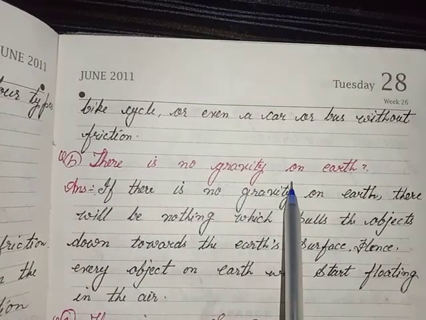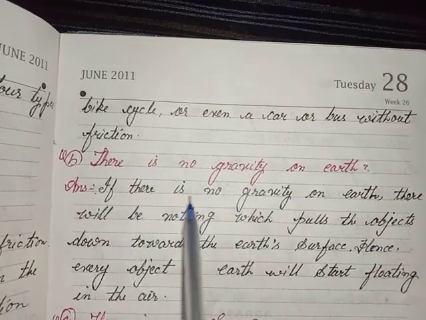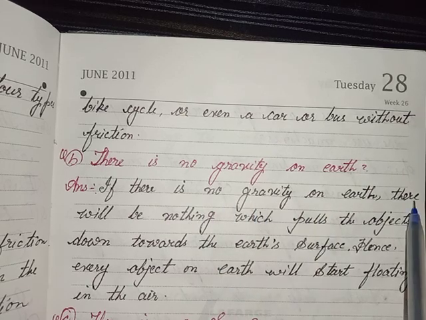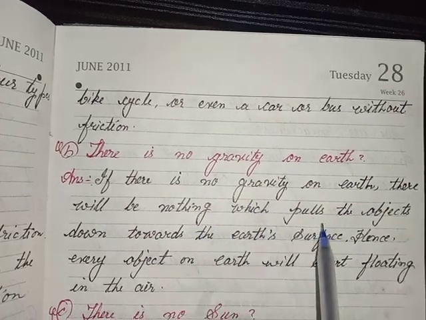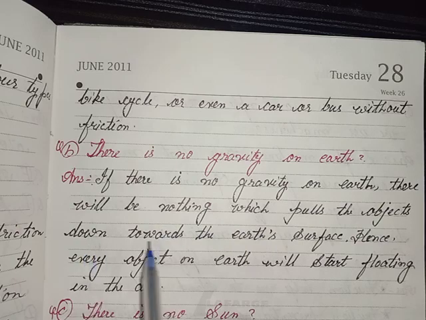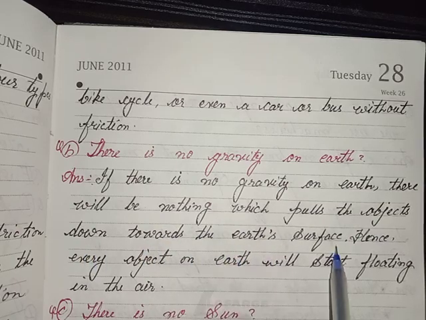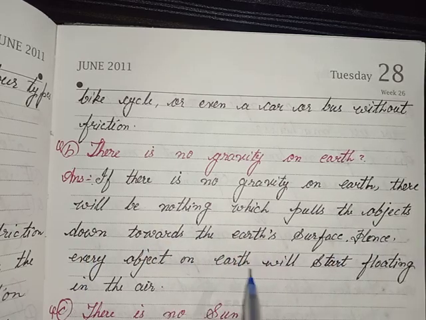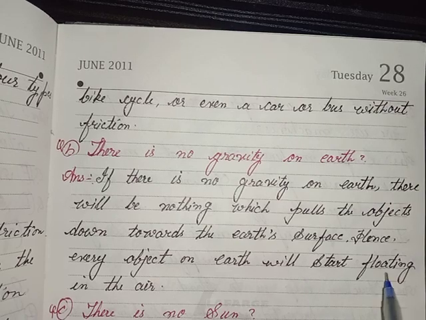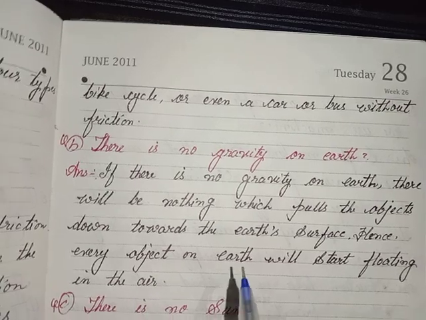B. There is no gravity on Earth. Answer: if there is no gravity on Earth, there will be nothing which pulls the objects down towards the Earth's surface. Hence, every object on Earth will start floating in the air.